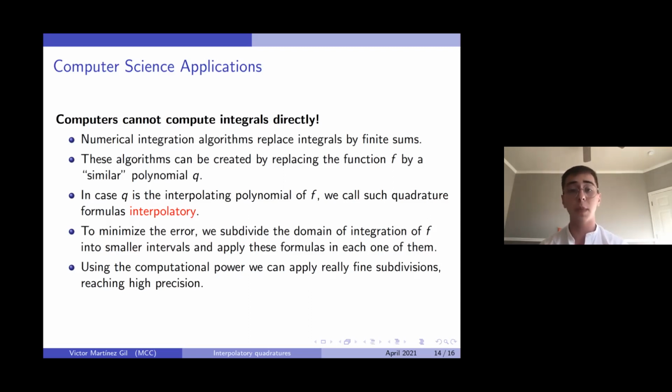The computer can do 1 million, 2 million, 3 million pretty easily. So this minimizes the error to almost zero. Using the computational power, it can reach really, really high precision.